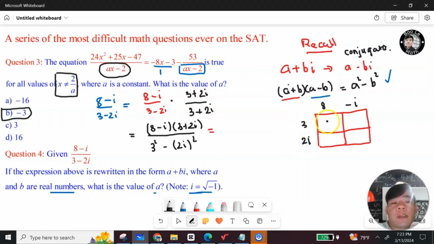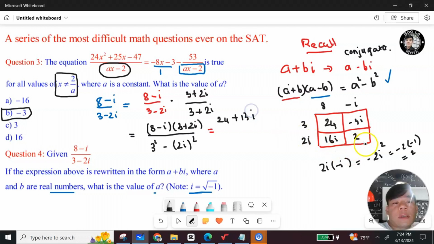Now I multiply: 3 times 8 is 24. 3 times negative i is negative 3i. 2i times 8 is 16i. 2i times negative i is negative 2i square. But i square equals negative 1, so negative 2 times negative 1 should be 2. So I have 24, 16i minus 3i should be 13i, plus 2.